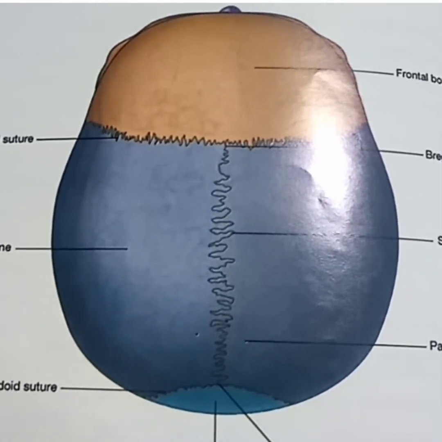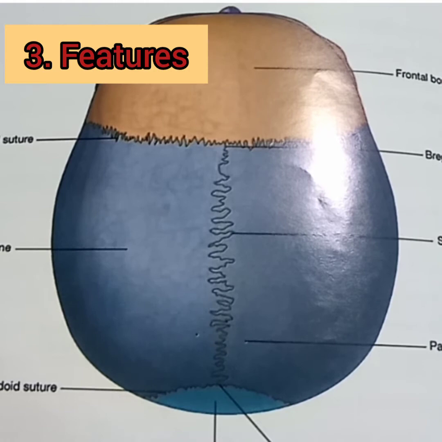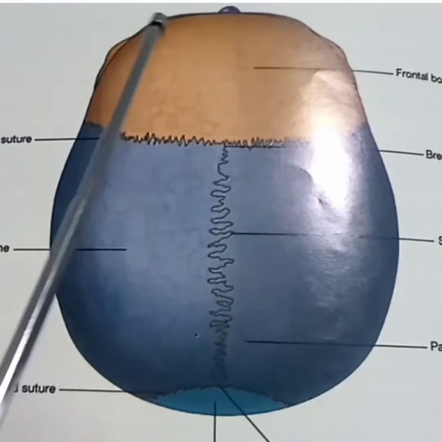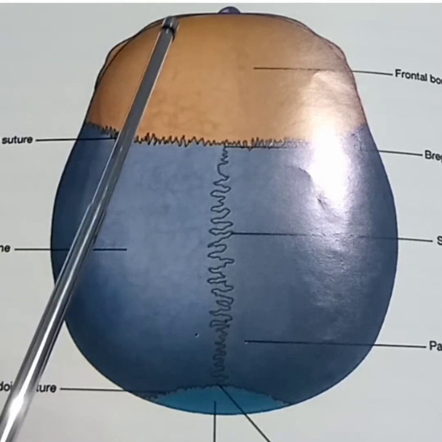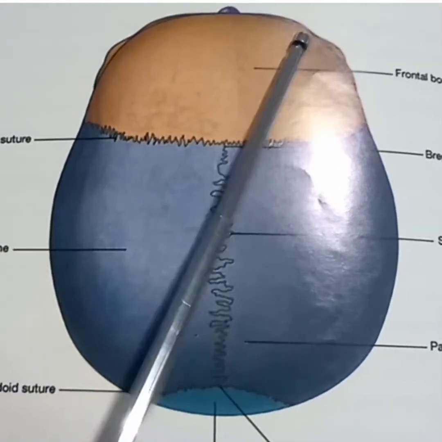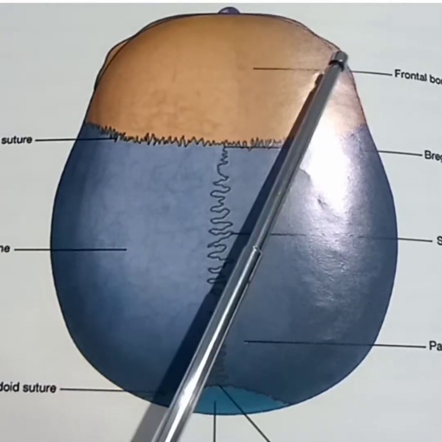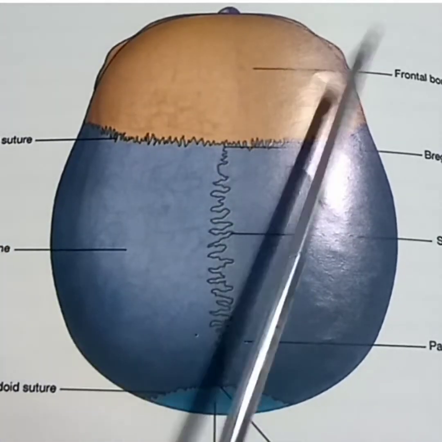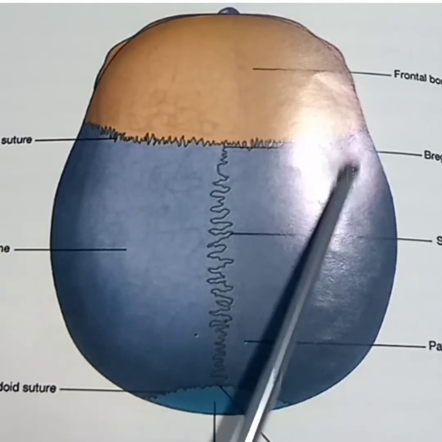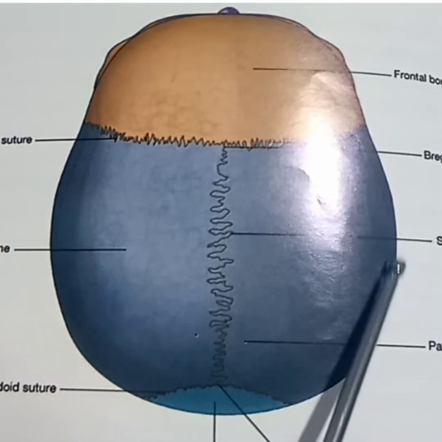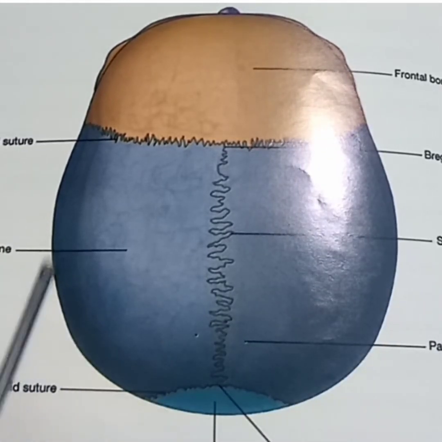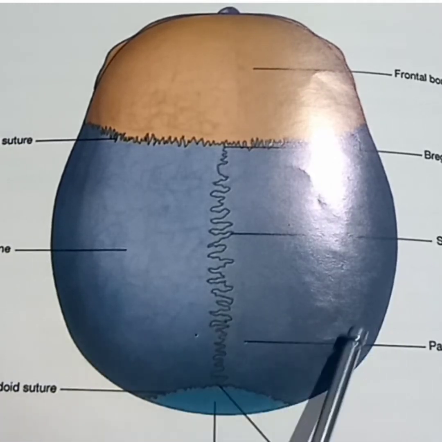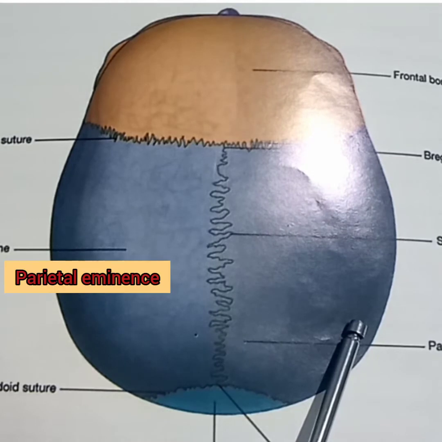What are the features of the bones? When you look to the frontal bone, you can notice this part, which is the most convex part. It will be the most prominent part, and it is named frontal eminence. Eminence means elevation. Similarly, you can see that this part of the parietal bone is the most convex or the most prominent part. It will be named parietal eminence.